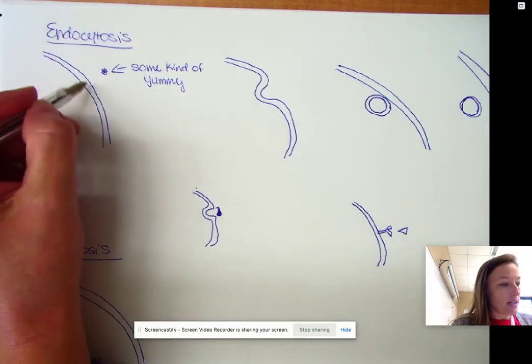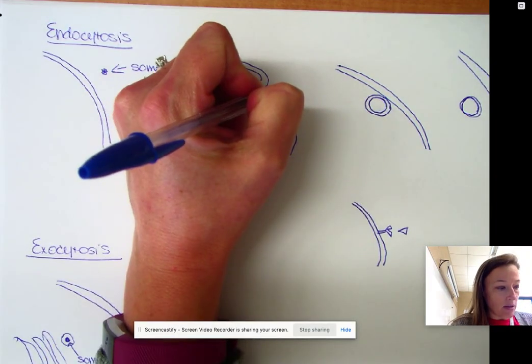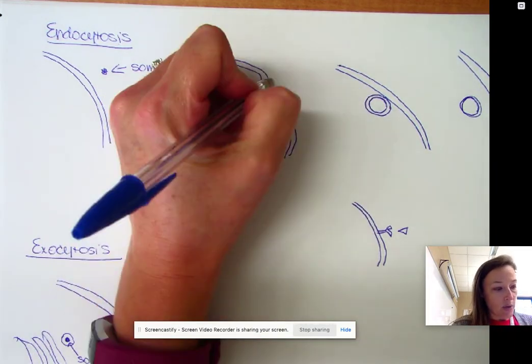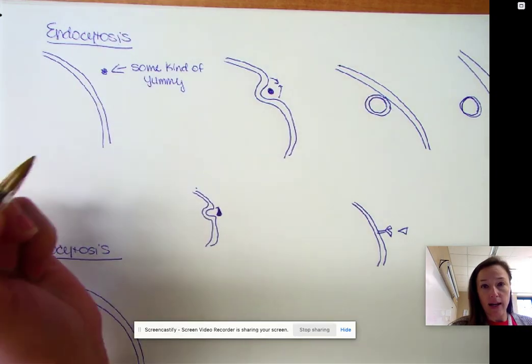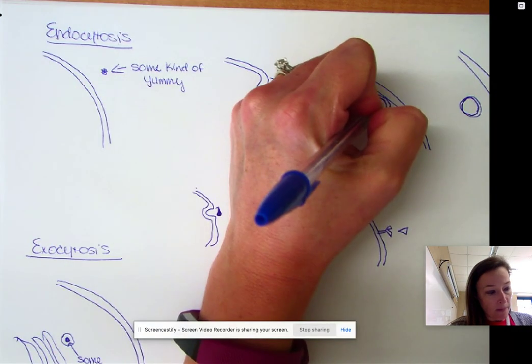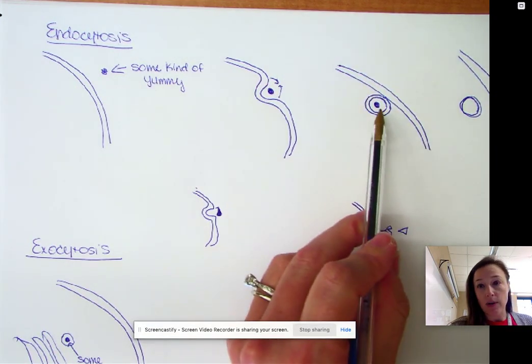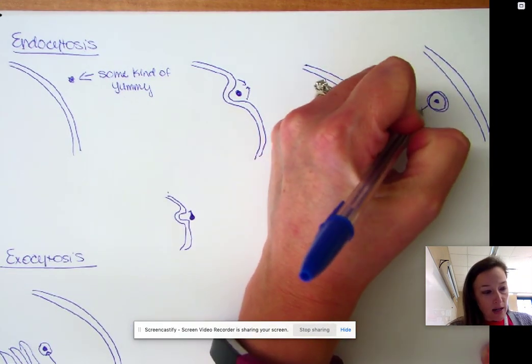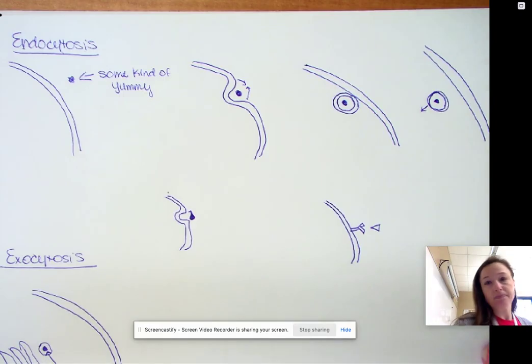And so as the cell approaches it, the cell's going to start to extend its cell membrane around that. It's going to close around that, so it's going to pull those membranes around so that now your yummy, whatever it is, is in a vesicle, and then that vesicle is going to break free of the cell membrane and head into the cell to do whatever.